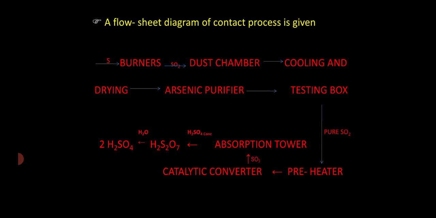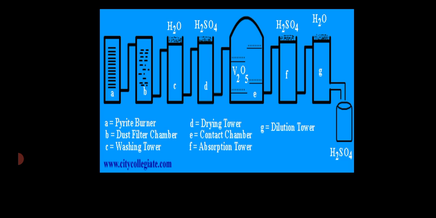Then it is passed to the preheater and then to the catalytic converter. In the preheater, we heat it first a little bit. After that we pass it to the catalytic converter, the contact chamber, which is packed with V2O5. The contact tower consists of iron pipes packed with vanadium pentoxide, V2O5. The gases coming out of the testing box are heated to 725 Kelvin in the preheater first, and then allowed to enter this tower.